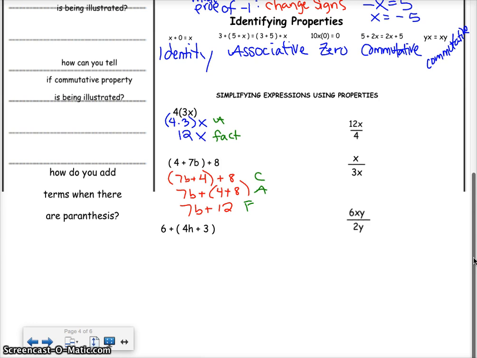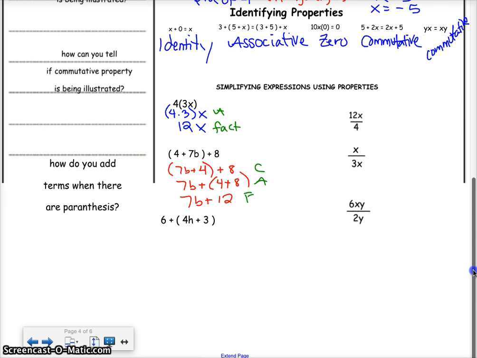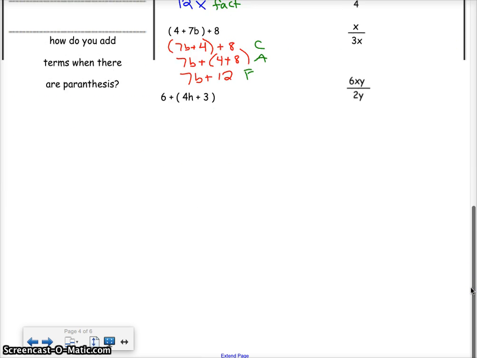Here's what I do. So you can move things around because of commutative and associative property. I don't show all that. I just do it. So on this next one, if I have 6 plus 4h plus 3, I just am combining like terms. 6 and 3, I would combine together, 9. And then it's best to put the one with the variable first. Okay, so 4h plus 9. Okay?